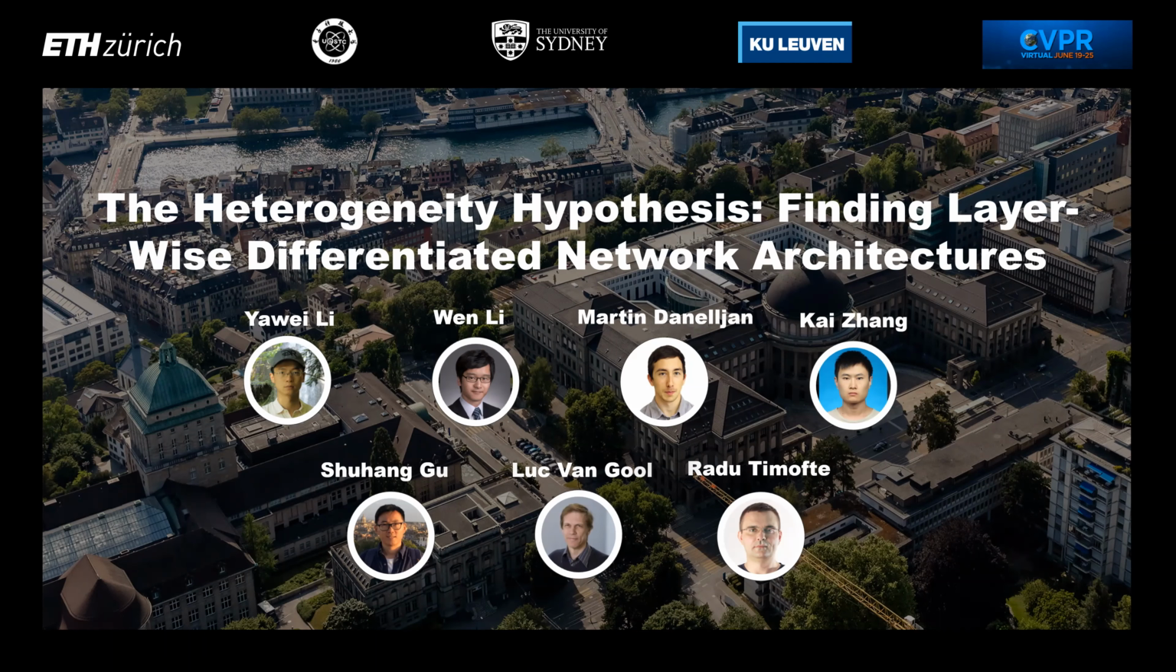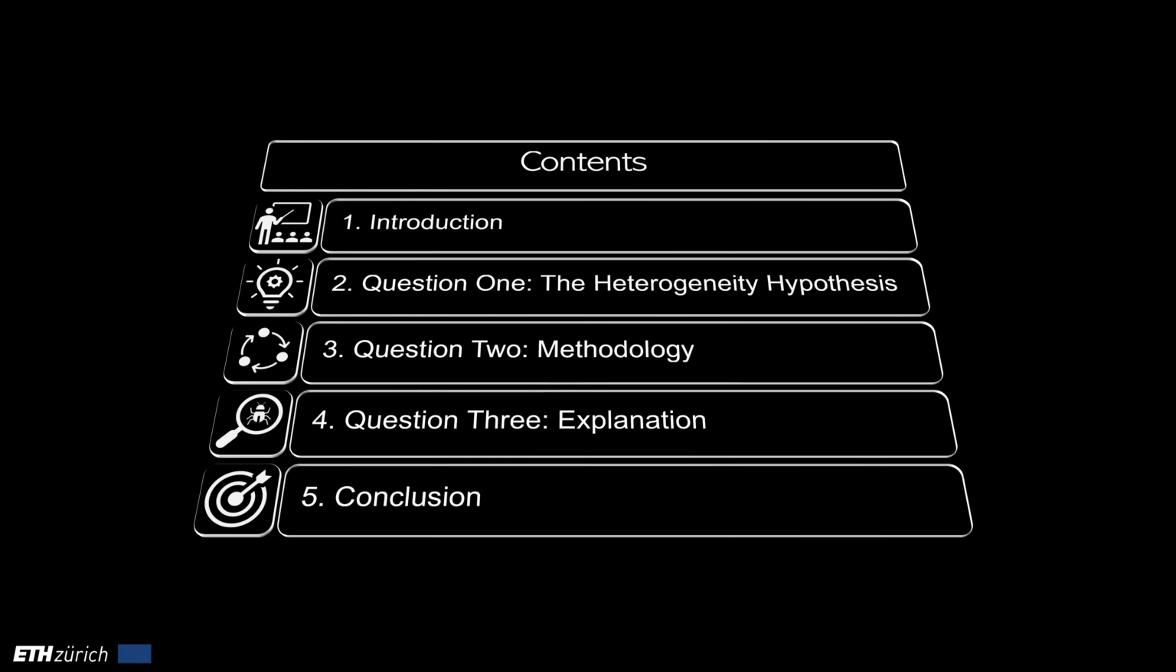In this paper, we propose the heterogeneity hypothesis. We aim at finding layer-wise differentiated network architectures. This work is jointly done by Yawei Li, Wen Li, Martin Danilian, Kai Zhang, Shuhan Gu, Luquan Gu, and Radu Timofte. So here is the table of contents.